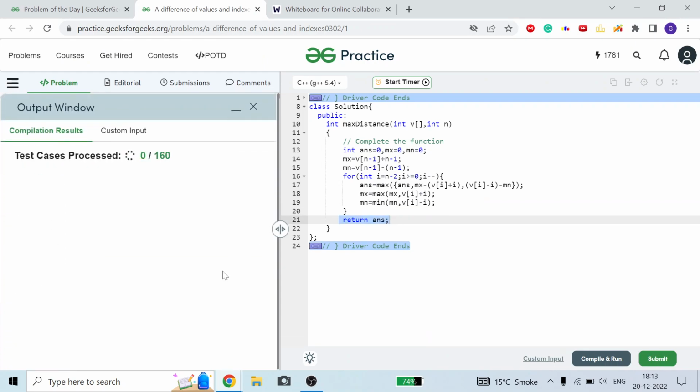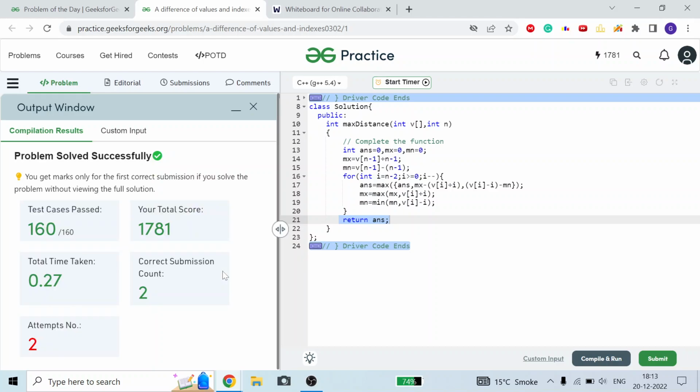So this is a very simple observation-based approach for this particular problem, guys. I hope you will enjoy the approach. If you have any doubt, then just comment. I will try my best to explain to you.